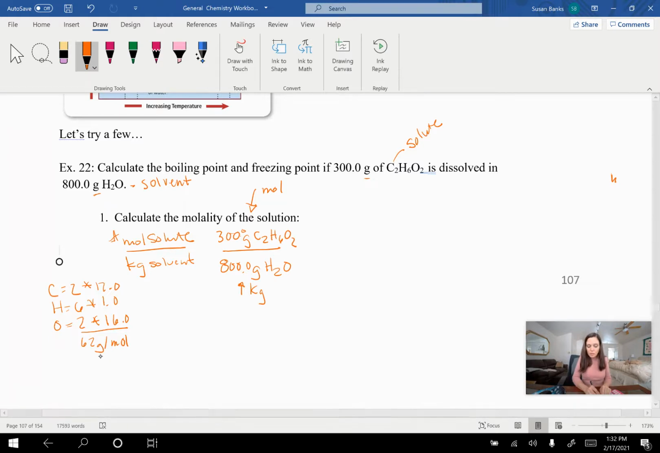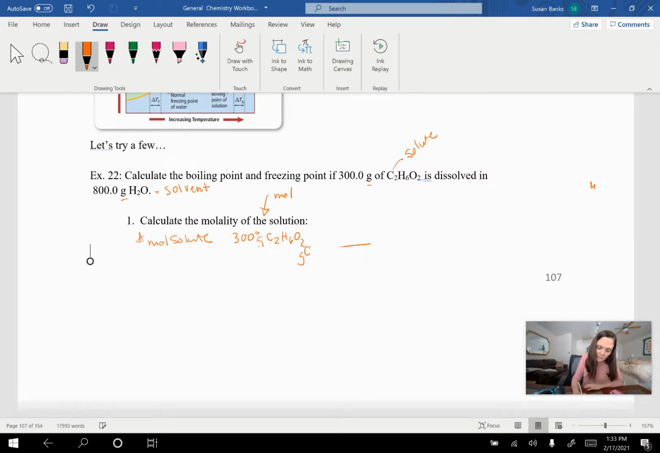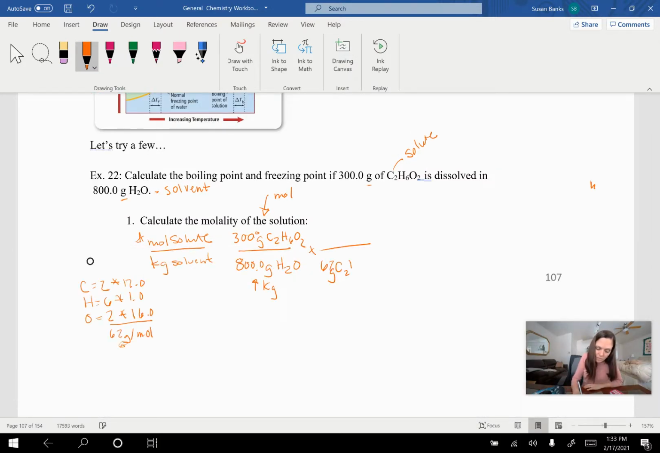So I'm going to put my grams of this relationship on the bottom, and I want moles on top. So I have 62 grams of ethanol, C2H6O2, in 1 mole of C2H6O2. Notice my grams cancel. And I have moles on top, which is just what I want.